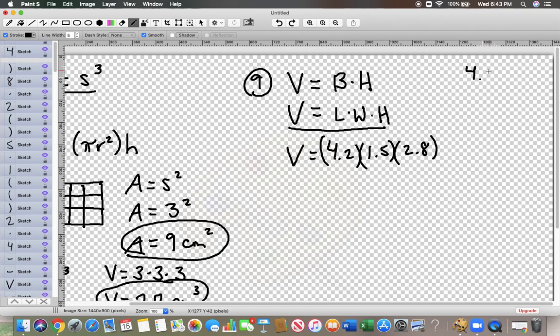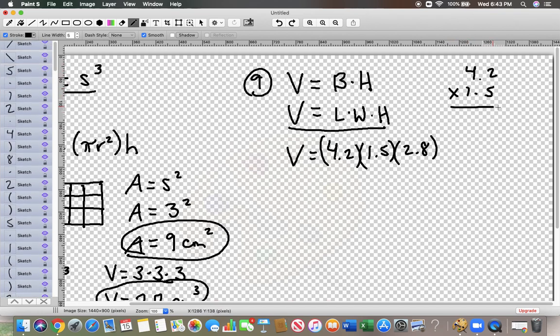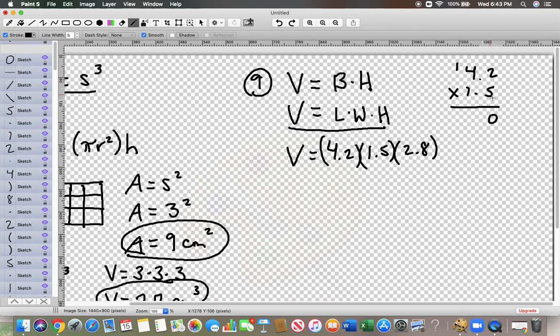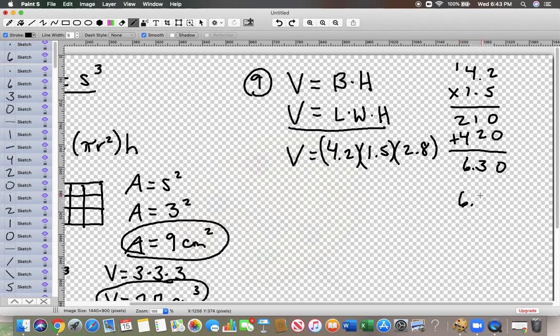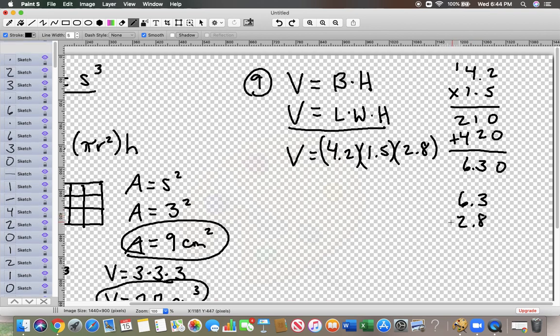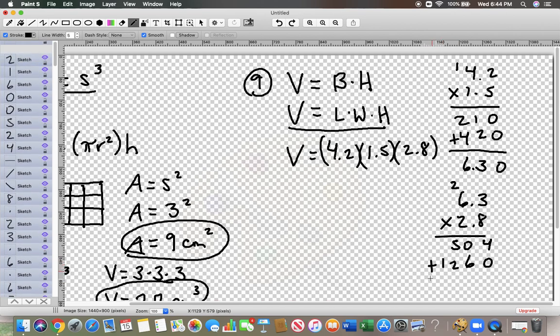So we're going to come over here. We've got to multiply all these out. 5 times 2, 10. 5 times 4 plus 1 is 21. Carry my 0. 1 times 2. 1 times 4. Add these up. That's 2 decimal places, so that's 6.3. But again, that's only 4.2 times 1.5. I need to multiply that product by 2.8. So that's 24. 8 times 6 plus 2 is 50. Carry my 0. 2 times 3 is 6. 2 times 6 is 12.